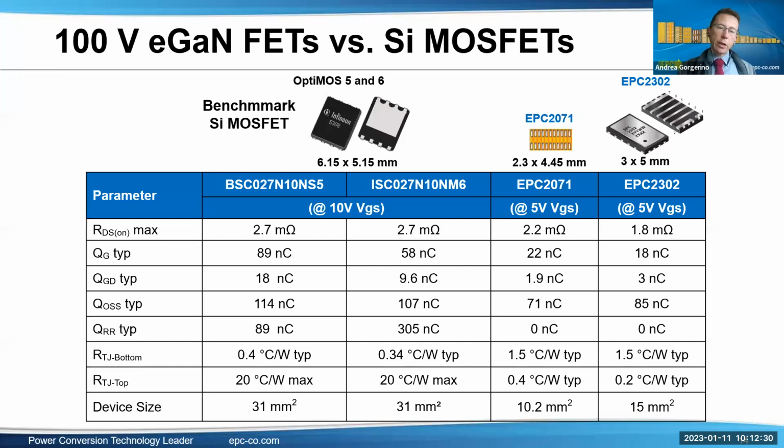The last comparison here is on the thermals. There are two main paths that we consider when we look at thermals for silicon and GaN FETs. One is to the bottom of the package towards the PCB. One is to the top of the package where, for example, a heatsink can be mounted. And especially to the top, you can see that the GaN FETs have much lower values. And this allows for very high power density designs. We'll go a little bit more in detail on how to do that.